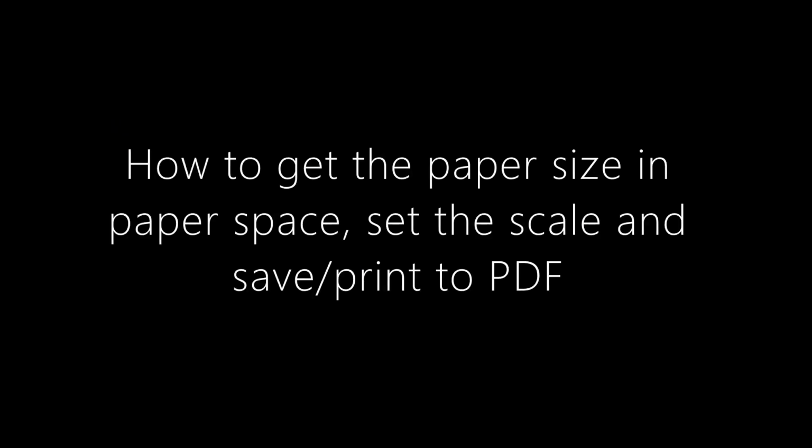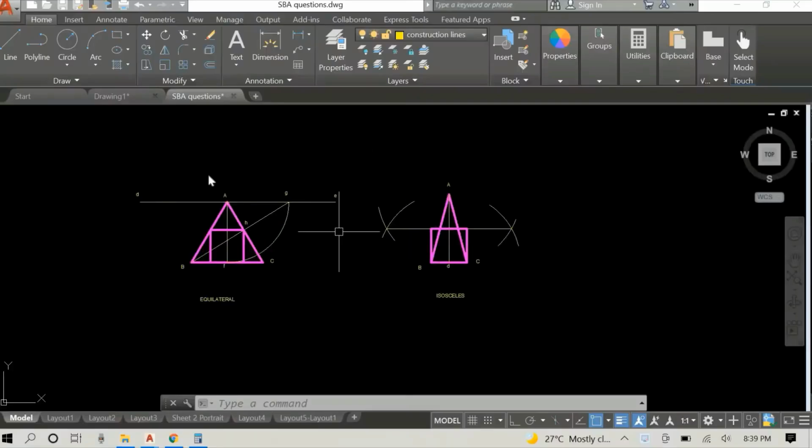Today we are going to learn how to prepare your drawing for printing in the paper space, how to set the scale, and how to save as a PDF so you can print anywhere or open on any device. Okay, so we're going to begin with these two drawings. We would have done these in a previous video, and so let's say you have these drawings and you would like to print them on a piece of paper.